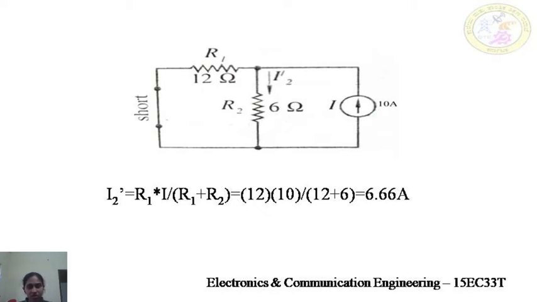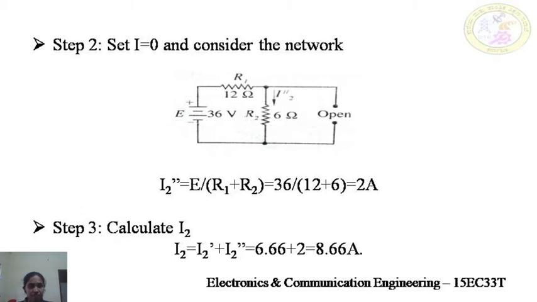The current through 6 ohm resistor is denoted by I2 dash. Therefore, I2 dash is equal to main current I into other branch resistor value, that is R1, divided by sum of the branch resistances, that is R1 plus R2, that is equal to main current is 10 ampere, 10 into other branch resistor value is 12 divided by sum of the branch resistances, that is 12 plus 6, that is equal to 6.66 ampere.